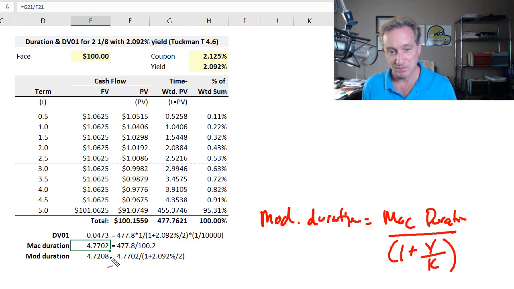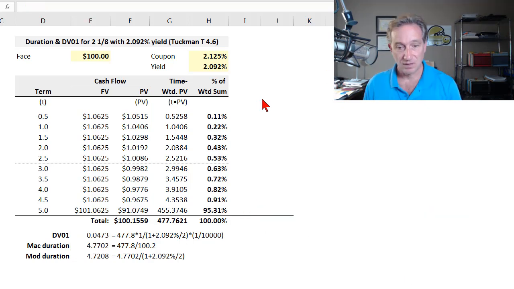That's really the sensitivity measure, because by virtue of this compounding denominator, it takes into account the effect on the current price, where the Macaulay duration is really more the weighted average maturity of the bond. But you can see they're very close. So that is Bruce Tuckman's exhibit and how he gets the Macaulay duration.